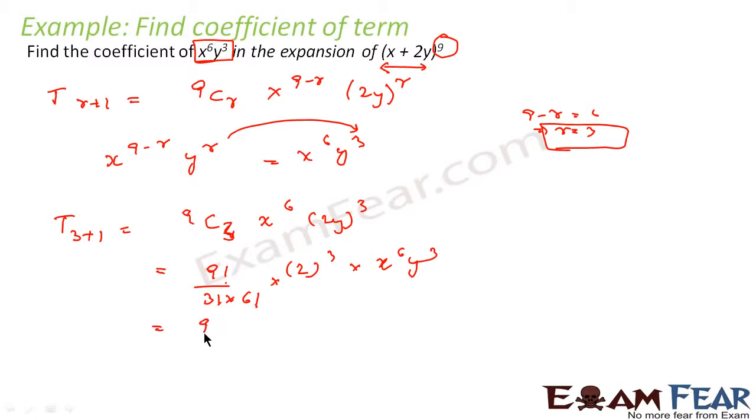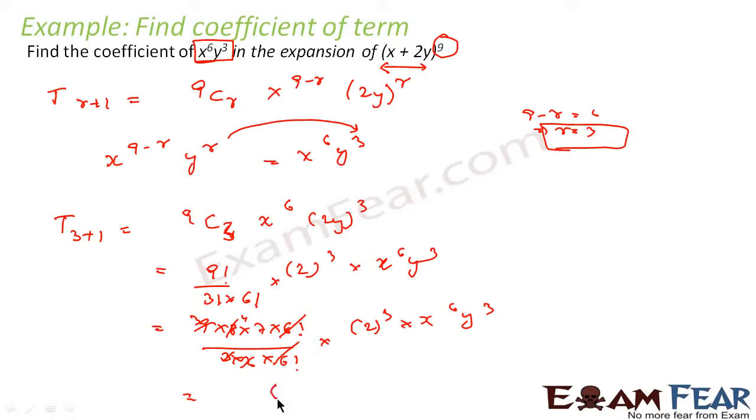And when you solve this, this becomes 9 into 8 into 7 into 6 factorial by 3 into 2 into 6 factorial, into 2 to the power 3 x to the power 6 y to the power 3. Why have I done this? Because I wanted to cancel 6 factorial, and 3 into 2 I can cancel. 3 is 4 and this is 3. So what I get is 672 x^6 y^3. So the coefficient of x^6 y^3 is 672, and that is our answer.